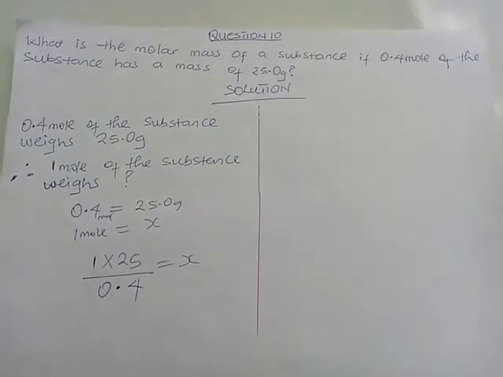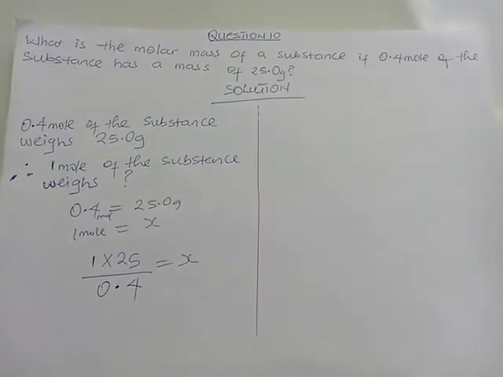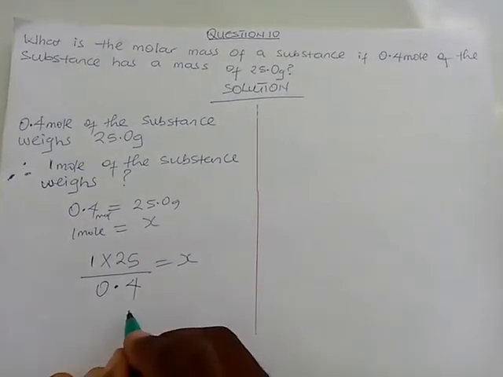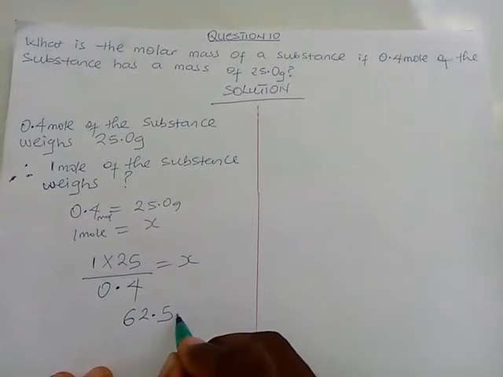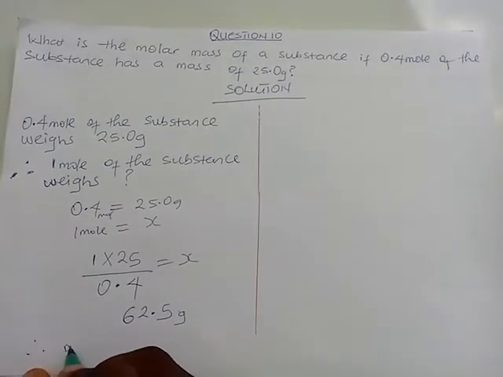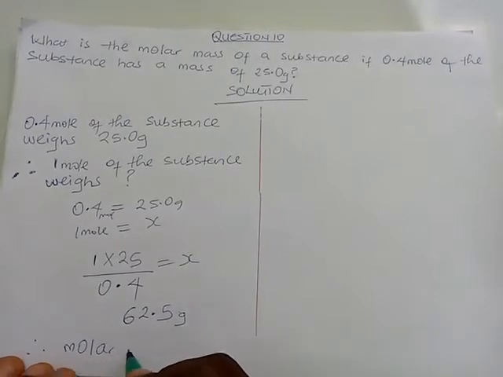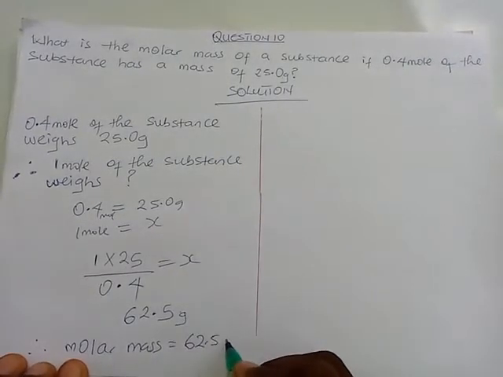So when we press this in the calculator, we obtain 25 divided by 0.4, to give us 62.5 grams. Therefore, the molar mass is equal to 62.5 gram per mole.